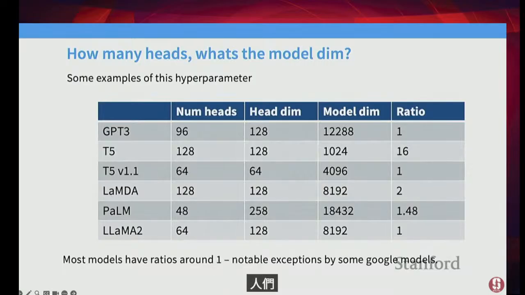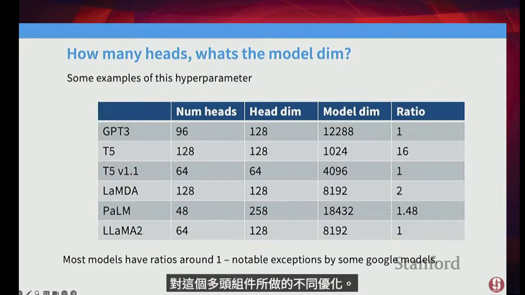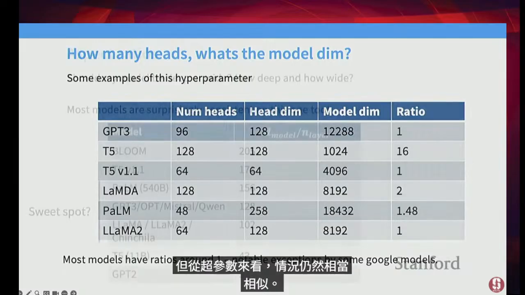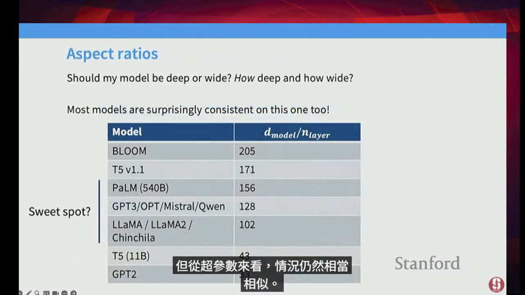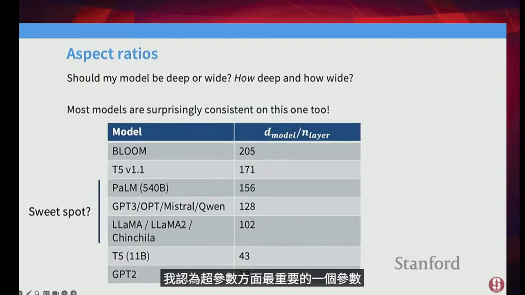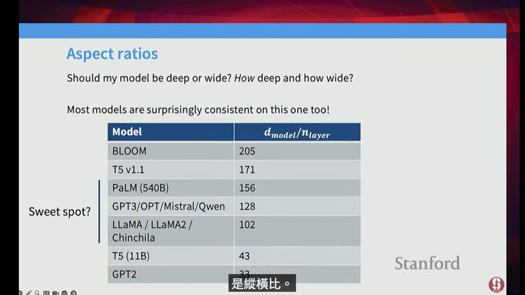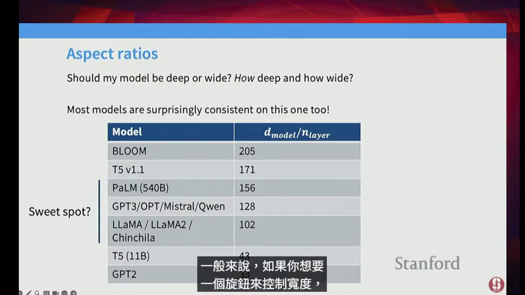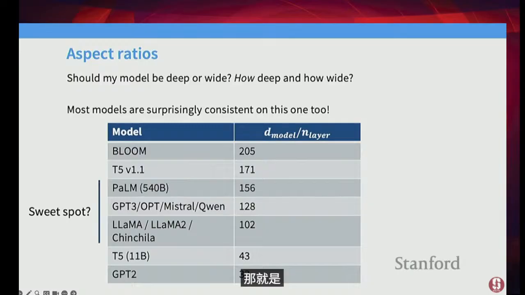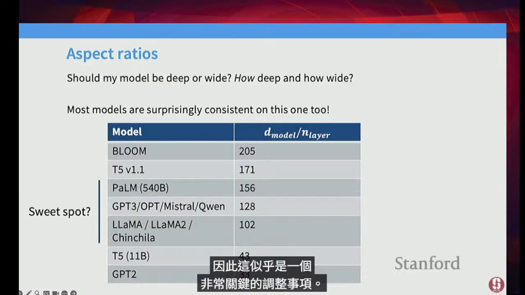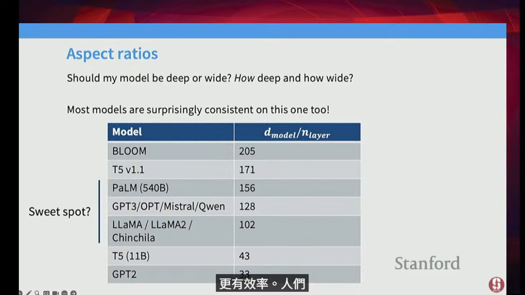If I have time, I'll talk a little bit about different optimizations that people have made on this multi-head component. But in terms of hyperparameters, things have stayed fairly similar. I think one of the big ones in terms of hyperparameters is the aspect ratio. We can think about deep networks: we can have more and more layers, or we can have wide networks. Generally, if you want one knob to control the width, that would be the hidden dimension of the residual stream, which would control essentially the width of almost all the operations at once. So this seems like a pretty critical thing to tune. You might think that deeper networks are smarter and more expressive, or wider networks are more efficient.